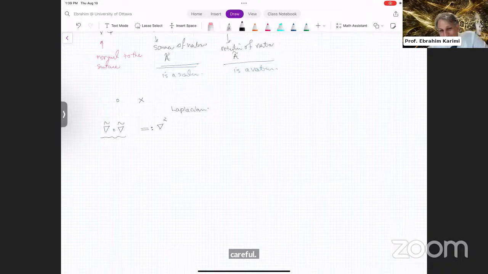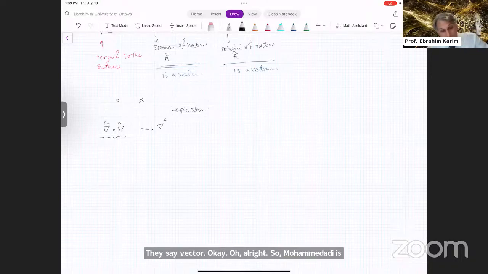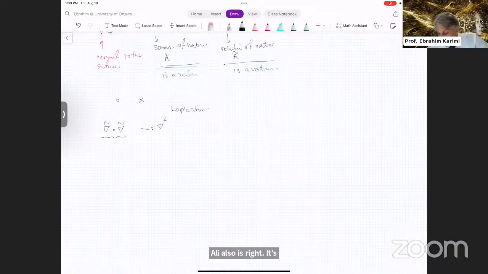They say vector, okay. Oh, all right. So Muhammadi is completely right. Ali also is right. So Shaho as well. So this is an operator.